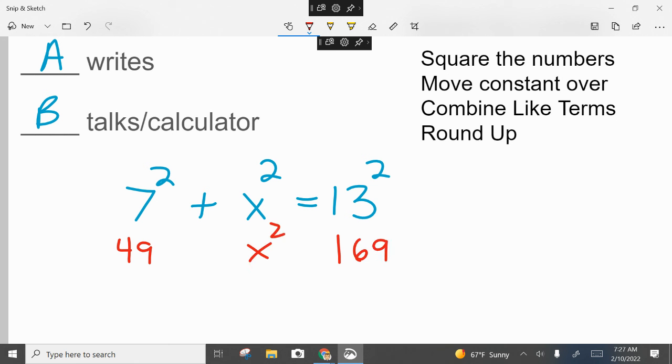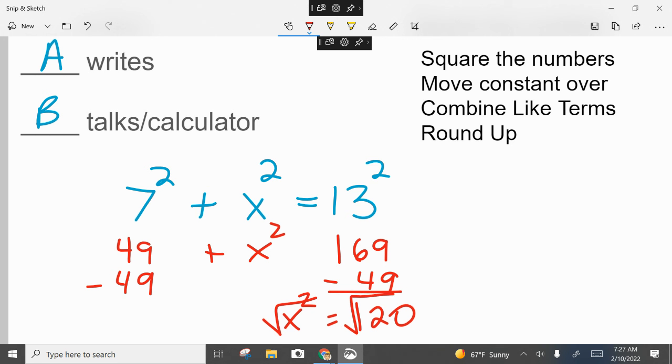169 and an x squared. Then I had to move my constant over, and I got 120. And then I square rooted both sides, and x equals 10.95.